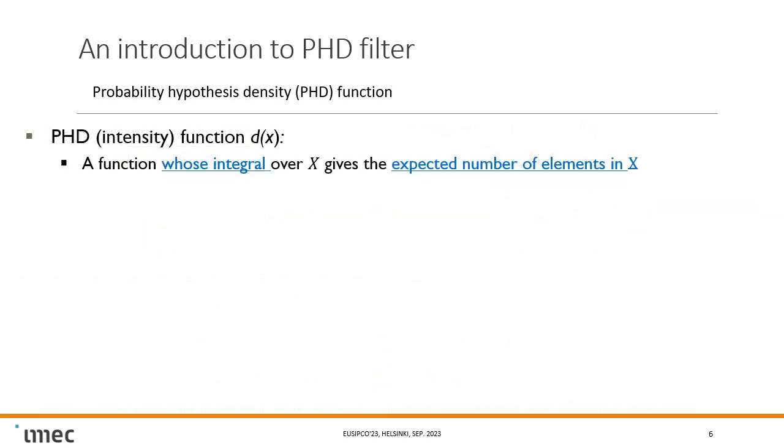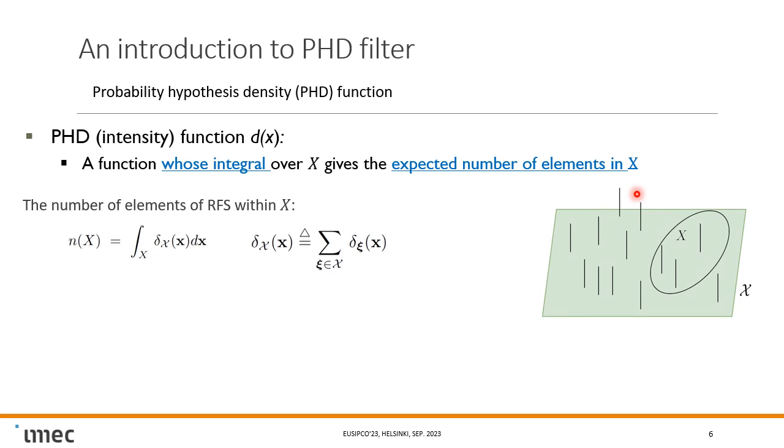What is a PHD function? It's simply a function whose integral over a set X gives the expected number of elements in the region X. The number of elements of an RFS within a subset X can be calculated with this relationship.